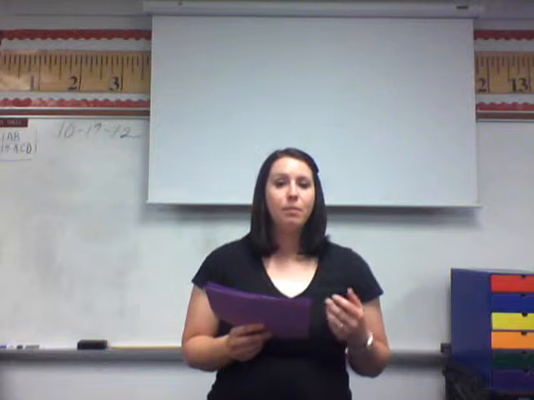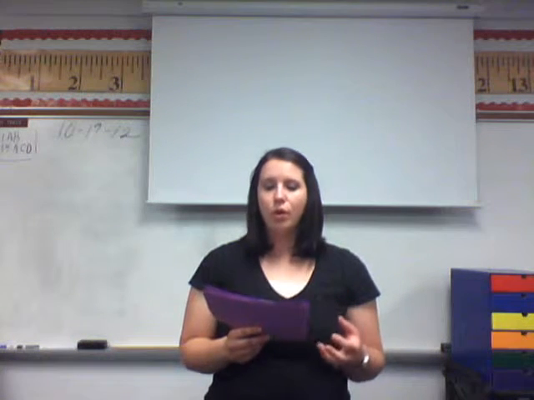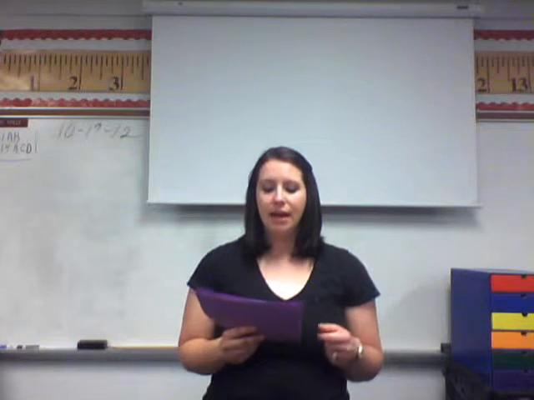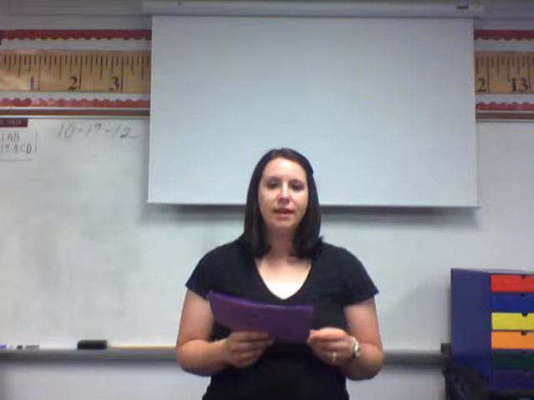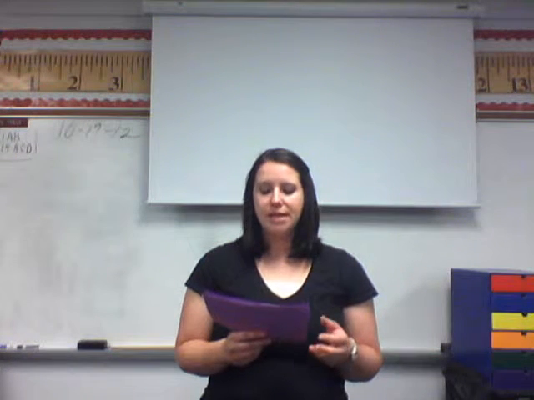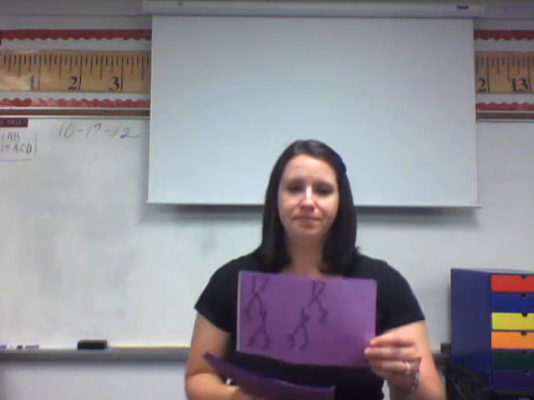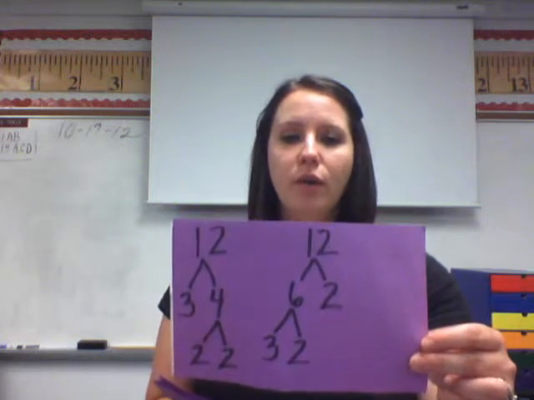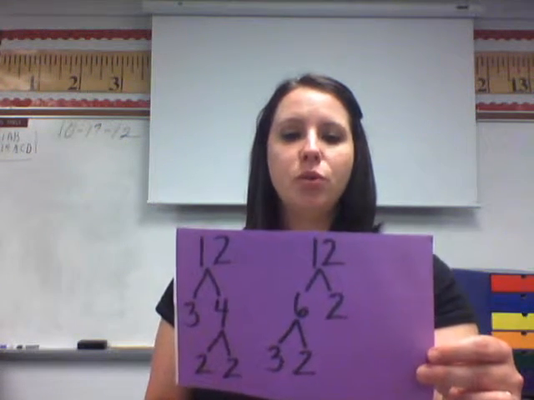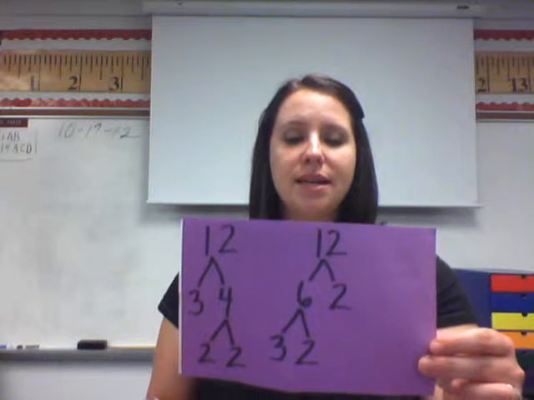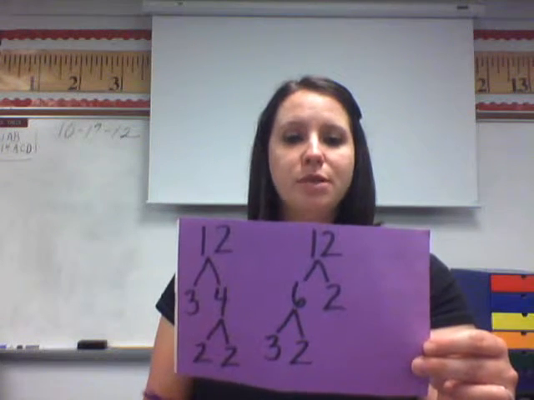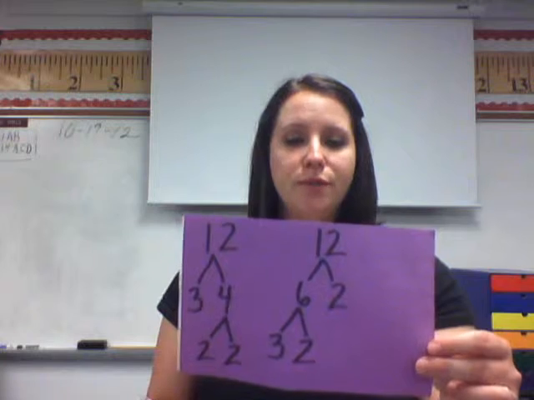Composite numbers are numbers that have multiple factors, so numbers like 4, 6, 8, and 9. There are a few ways to find out factors of certain numbers, but today I'm going to show you how to use the factor tree. So I chose the number 12. So we have 6 times 2 is 12, and 3 times 2 is 6. We also have 3 times 4 is 12, and 2 times 2 is 4.